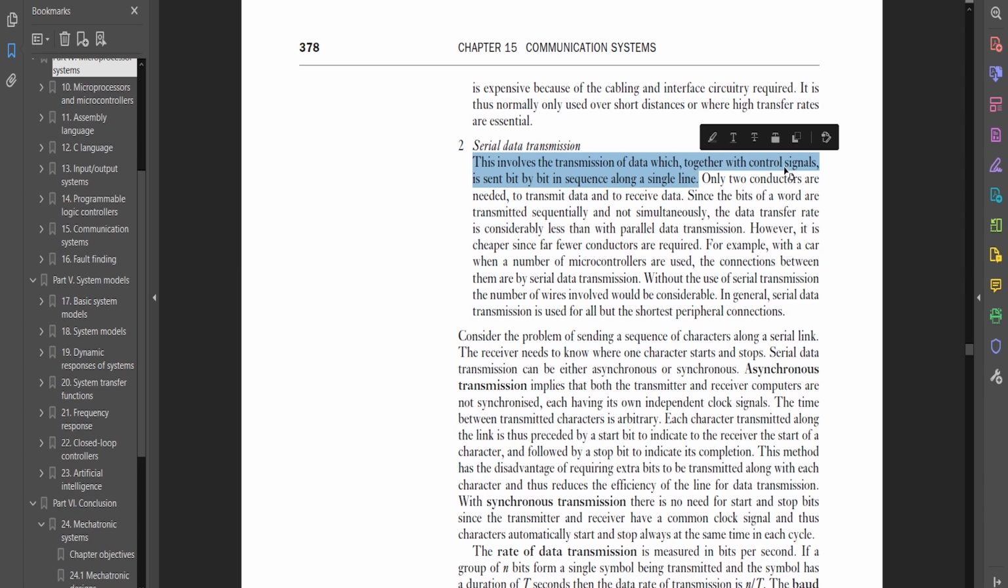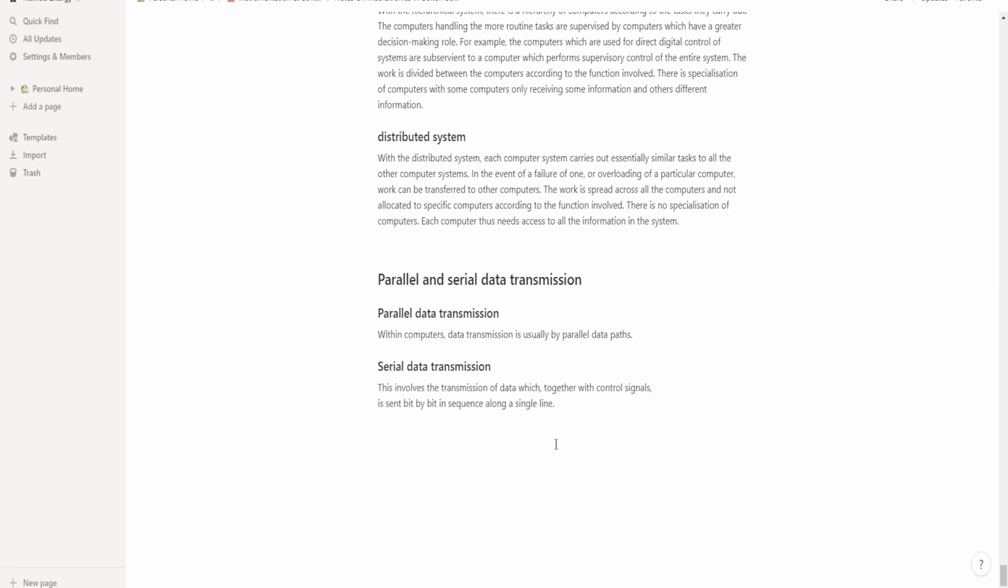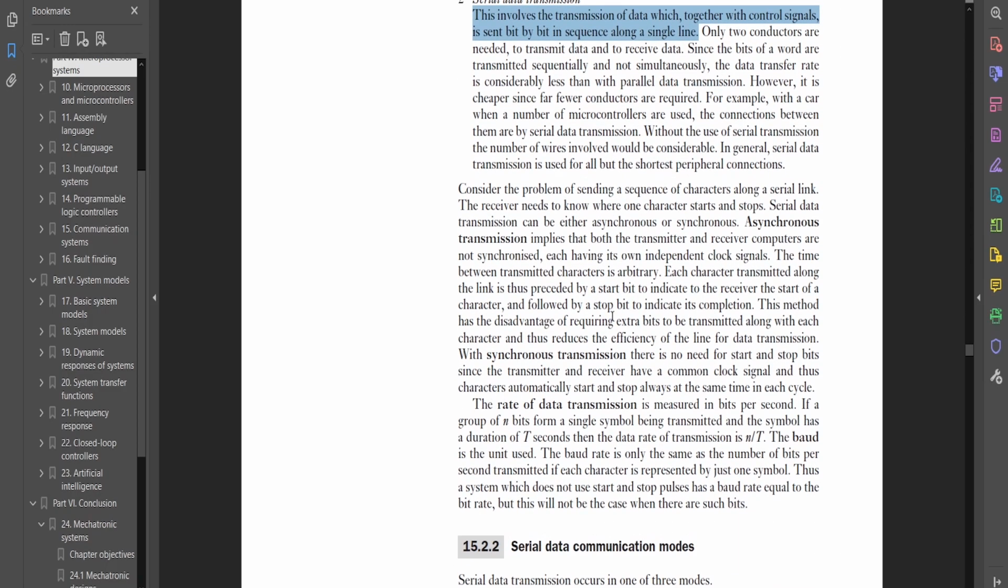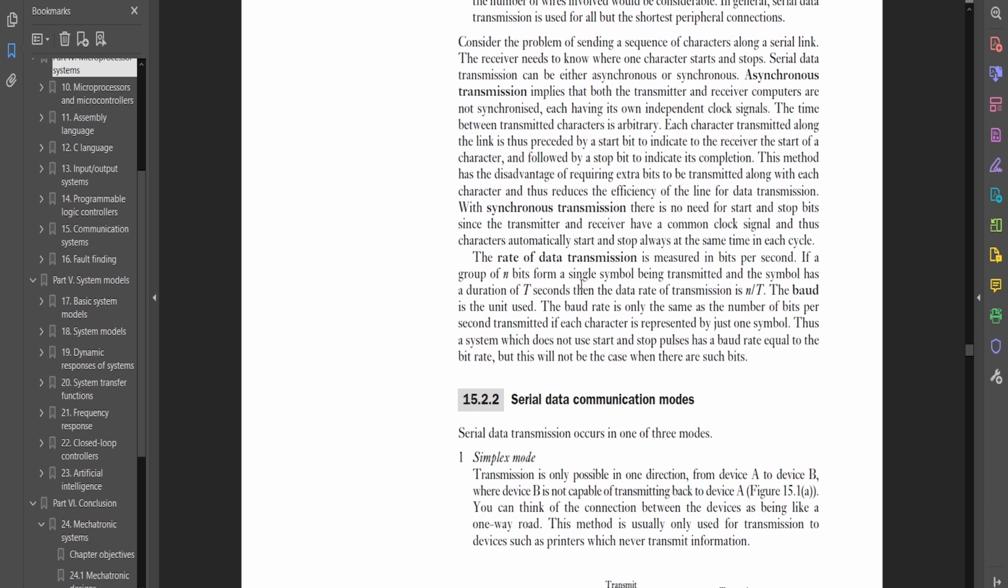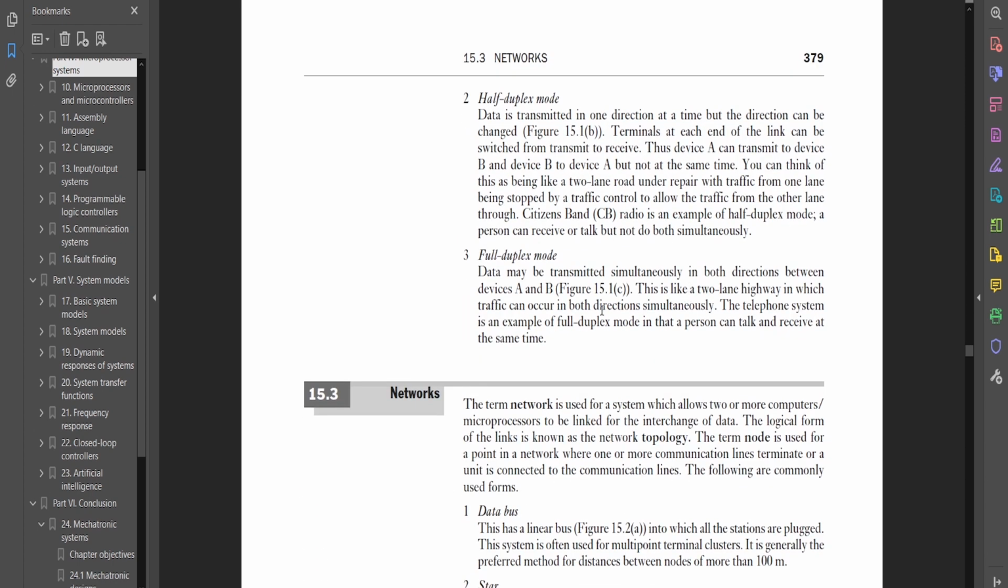So serial data transmission. This involves the transmission of data, which, together with control signals, is sent bit by bit in sequence along a single line. Yep. It's going to tell you about the problems, etc. Okay, serial data communication modes: simplex, half duplex, and full duplex.